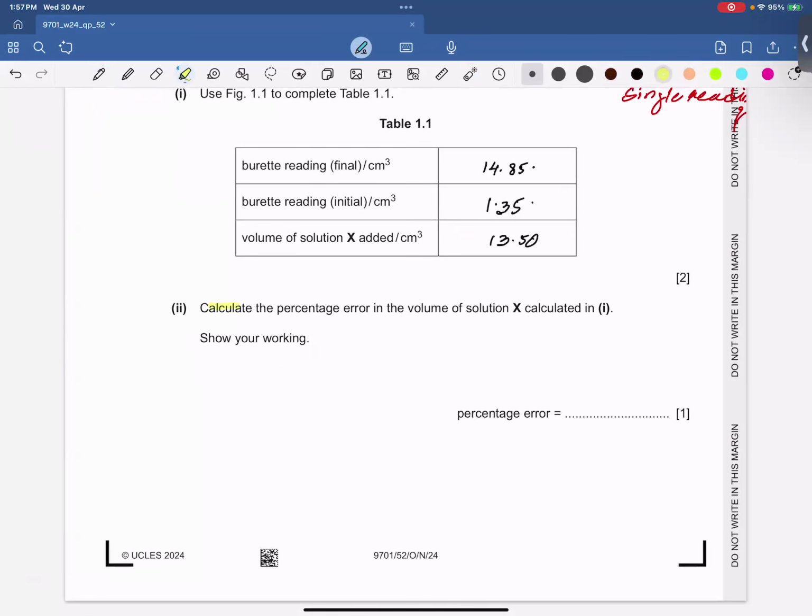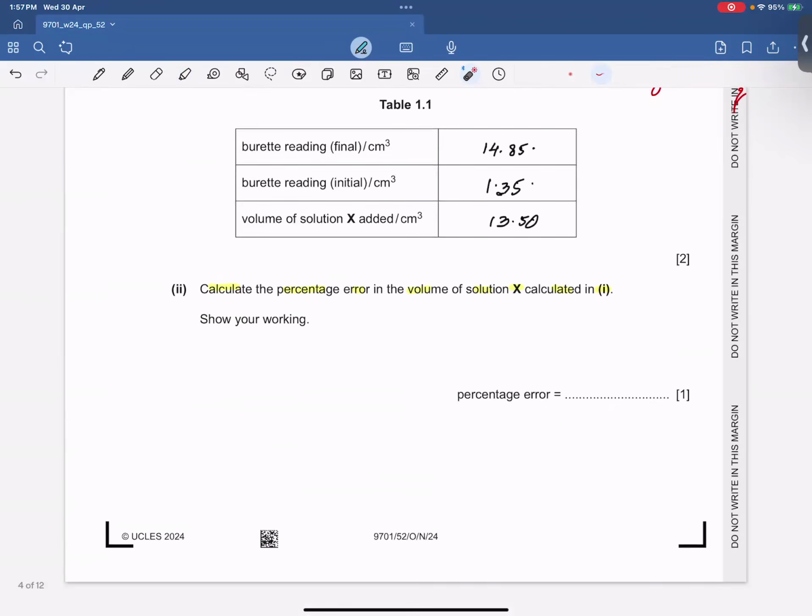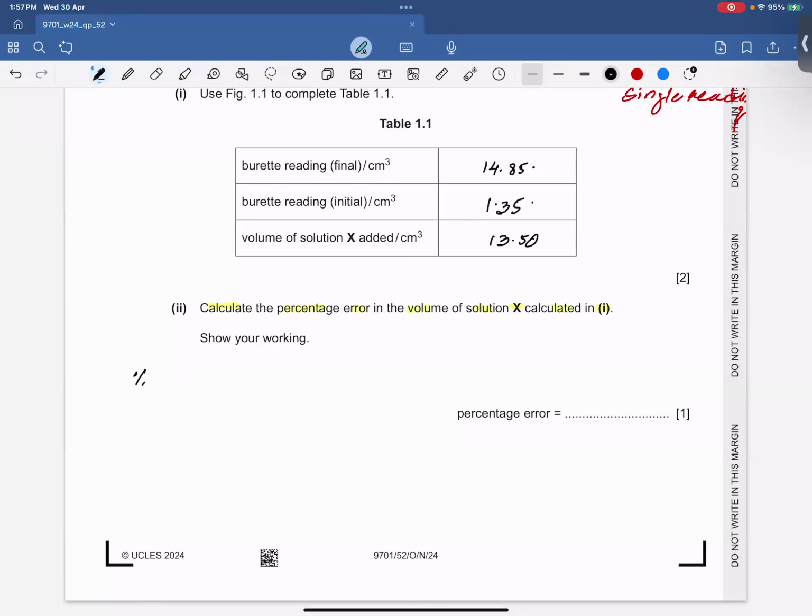Now next is calculate the percentage error in the volume of solution X calculated in 1. I've told you that in a burette the error in a single reading is 0.05. And we all know that we take 2 readings, initial and final, which is why we will multiply this error by 2, divided by the volume, and as the volume we use 13.50, into 100.